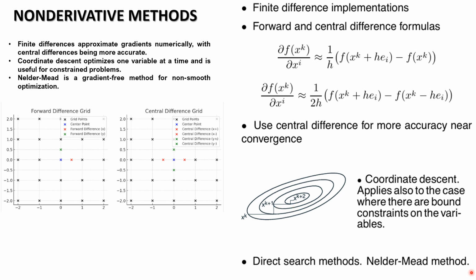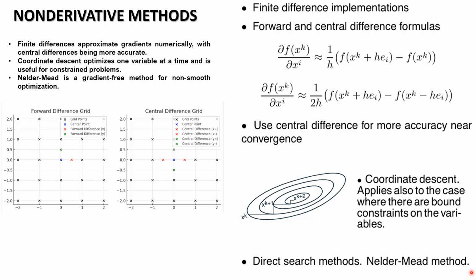Such methods, like non-derivative methods, are good for high-dimensional problems where full gradient methods are expensive, and they handle constraints naturally by moving along one variable at a time. However, they may converge slowly if variables are highly correlated.